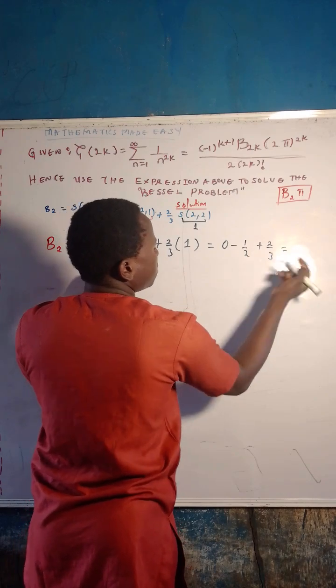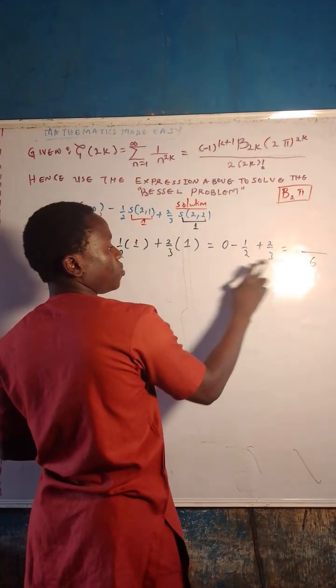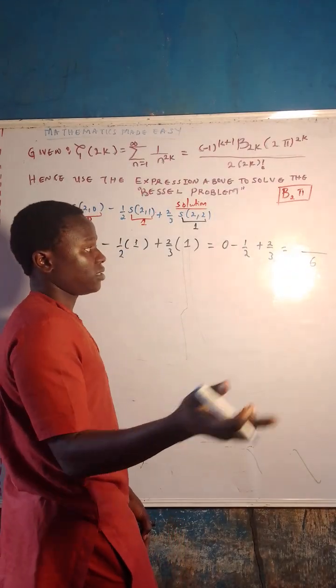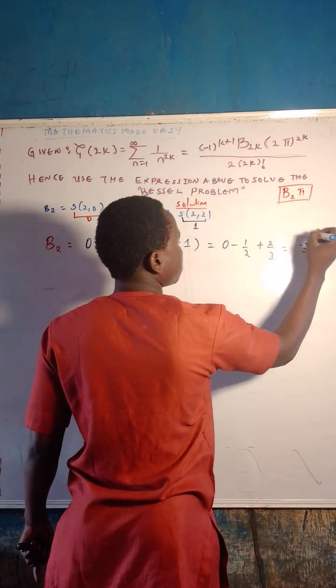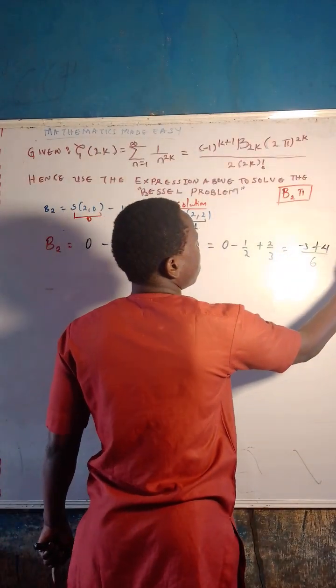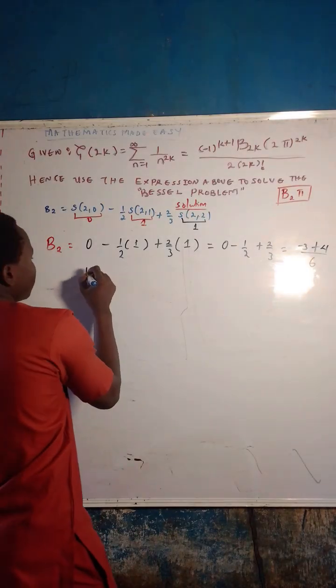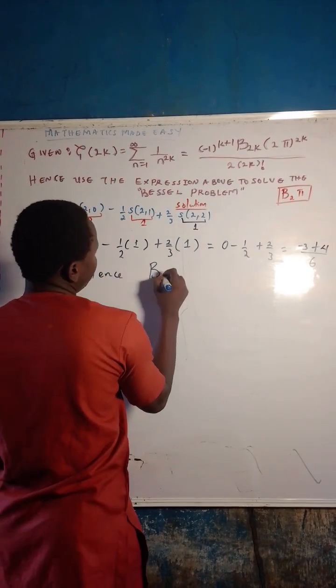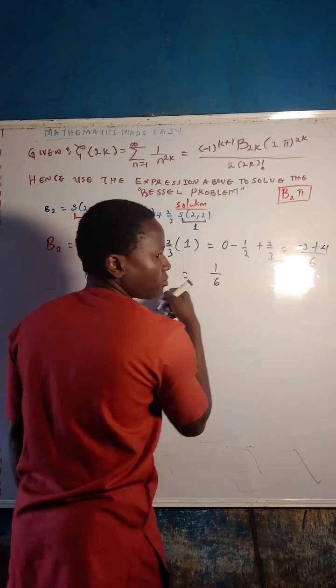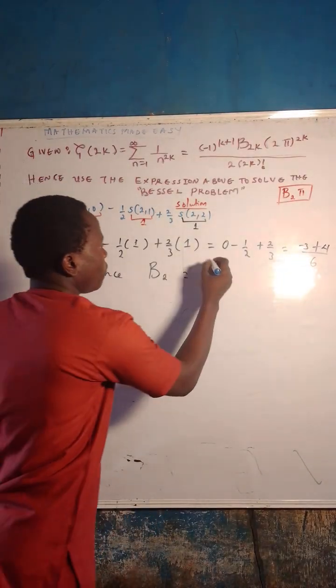And that should give us, the LCM will be 6, and for this one just remove the 0. So 2 in 6, that is 3. Then multiply by minus 1, we're going to have minus 3, plus 6, 3, 6, that is 2, multiply by 2, we're going to have 4. So that will give us 1 over 6. That is beautiful. Hence, B of 2 is 1 over 6. That is the Bernoulli number we're looking for. So we have 1 over 6.